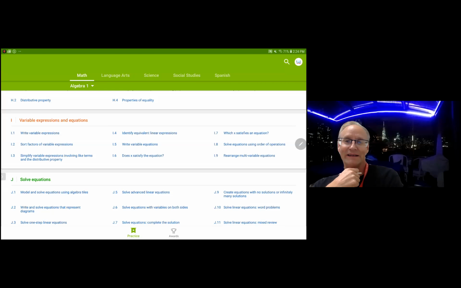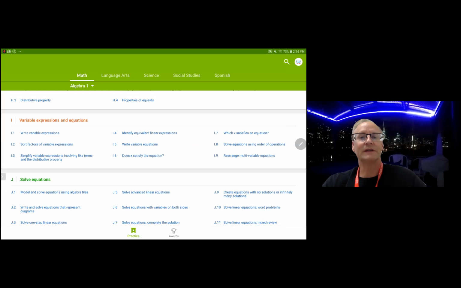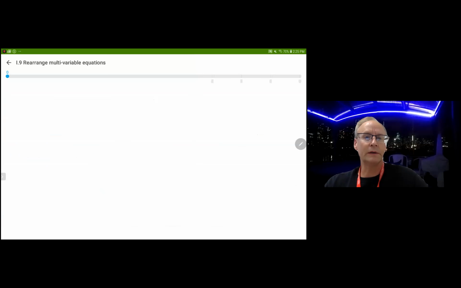Hi, everybody. This is I.9. We're going to do IXL algebra. The section I.9 is to rearrange multivariable equations. Basically, this is called solving literal equations in most textbooks. So we're going to solve literal equations, or rather rearrange multivariable equations. This is I.9 for IXL, Algebra 1.